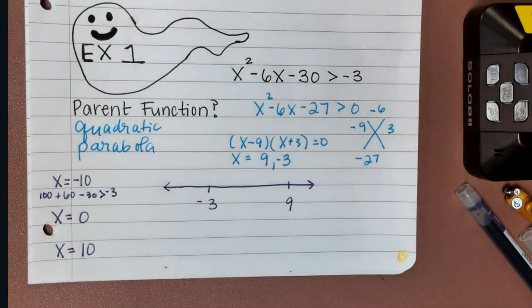Is that a true number sentence? 100 plus 60 is 160. 160 minus 30. Y'all, is that going to be greater than negative 3? Yeah, it's going to be a positive number. So if that number sentence is true, then this section is true. I'm going to put a little baby t for true right here above this number line, because all those values are going to make it true.